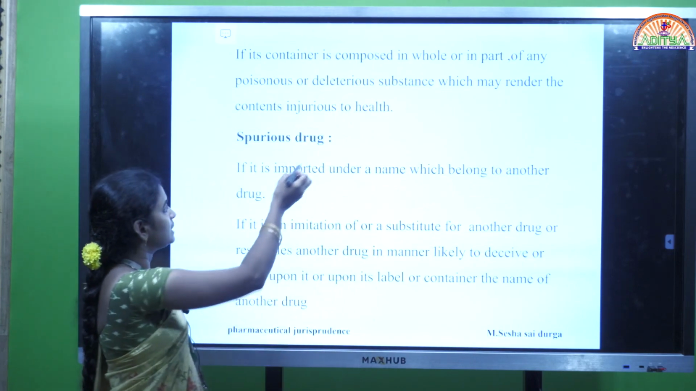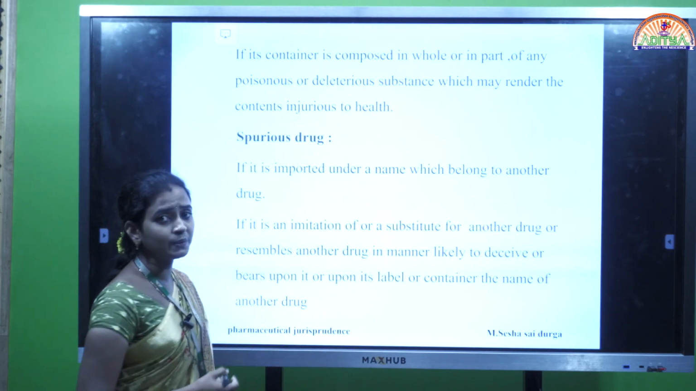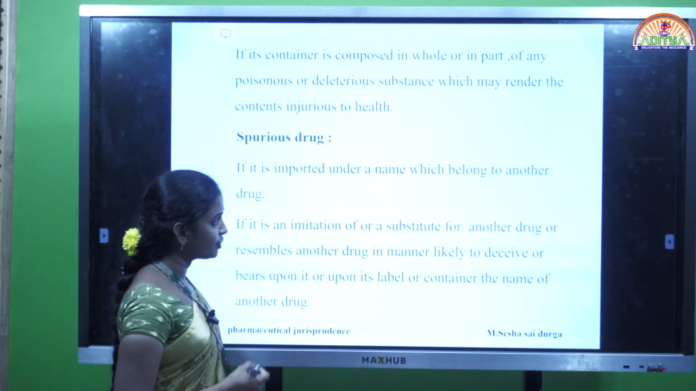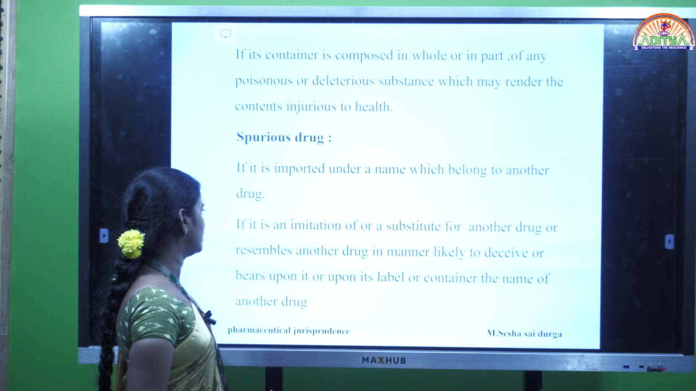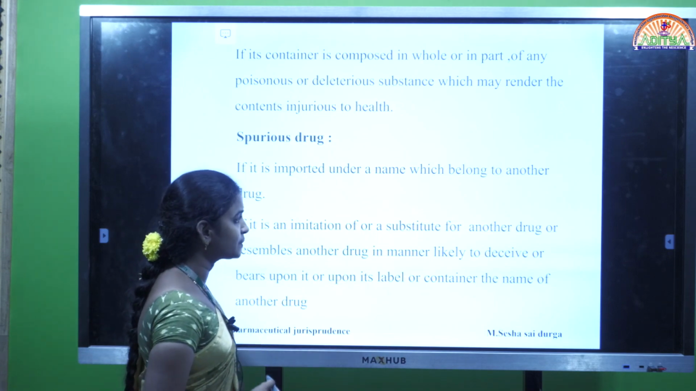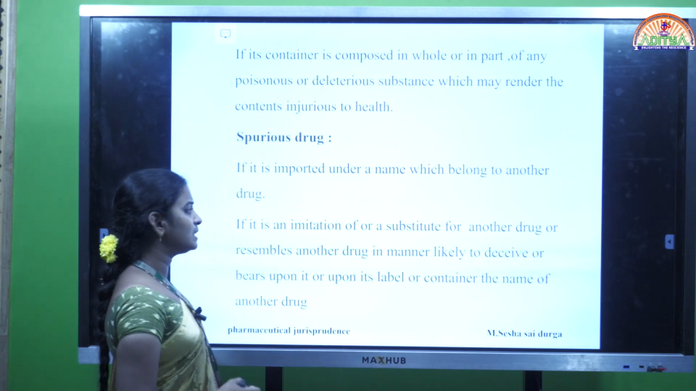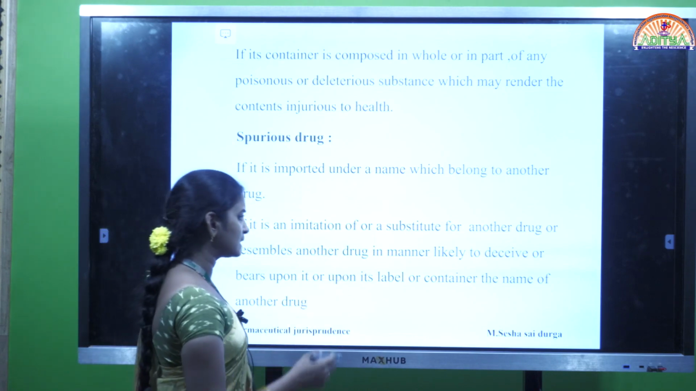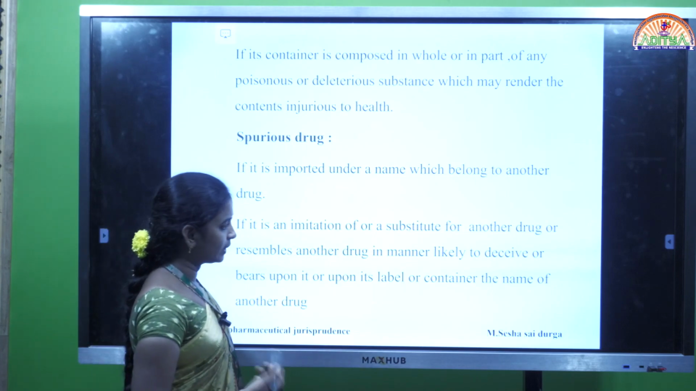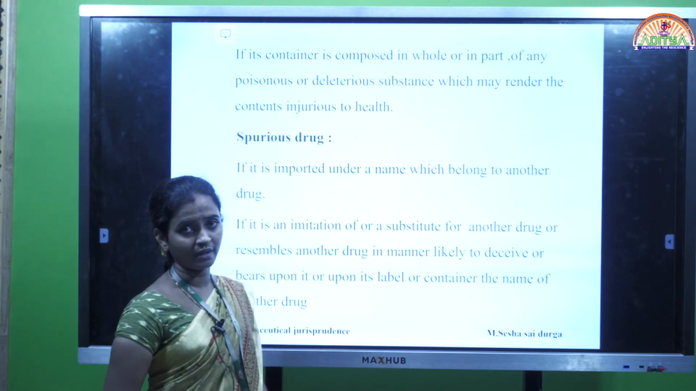Next one, spurious drug. What is a spurious drug? It is if it is imported under a name which belongs to another drug, or if it is an imitation of or a substitute for another drug, or resembles another drug in a manner likely to deceive, or bears upon it or upon its label or container the name of another drug.